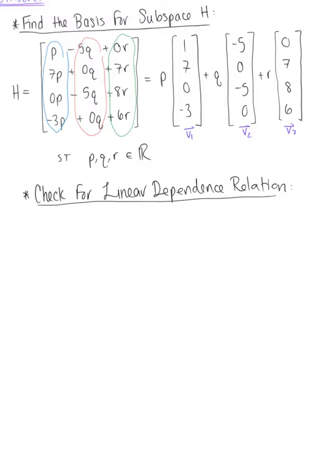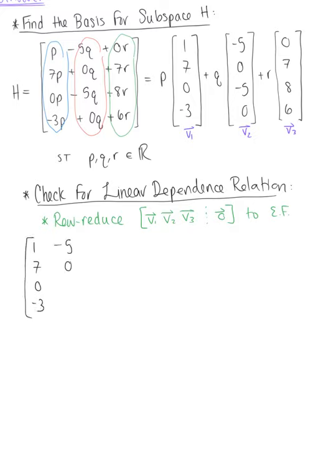And so again, to do that, we are going to row reduce the matrix whose column vectors are V sub 1, V sub 2, V sub 3. Augment that with the 0 vector. And we only have to go to echelon form, right? We want to make sure that a pivot position exists in each column. Echelon form. So here we go. We have the matrix defined by the first column, 1, 7, 0, negative 3, minus 5, 0, minus 5, 0, and then 0, 7, 8, 6.